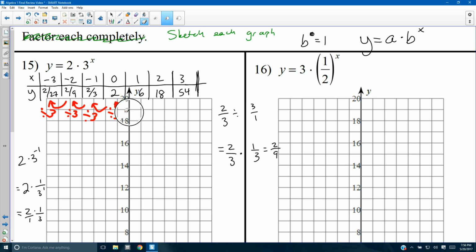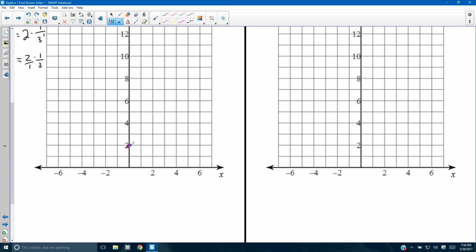I'm going to be using these points to graph with, and some of them don't really fit, especially the one, 2/27. That's a hard thing to graph. It really is. So I'll just do the best I can here and work with this. I have 0, 2, 1, 6, right? You multiply by 3, and 2, 18.